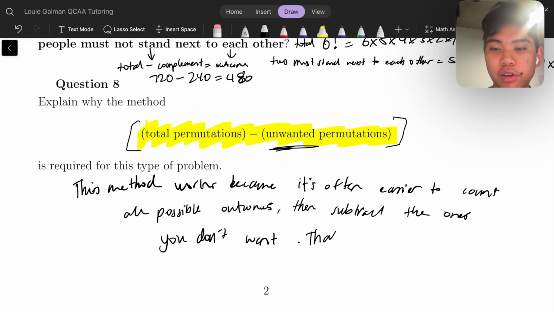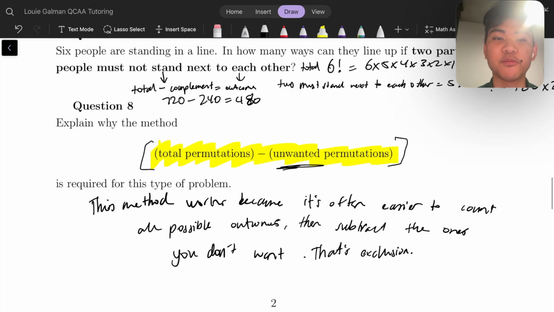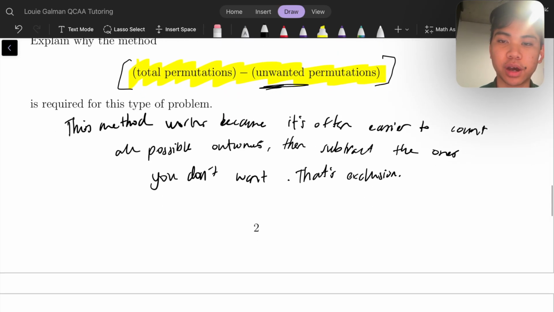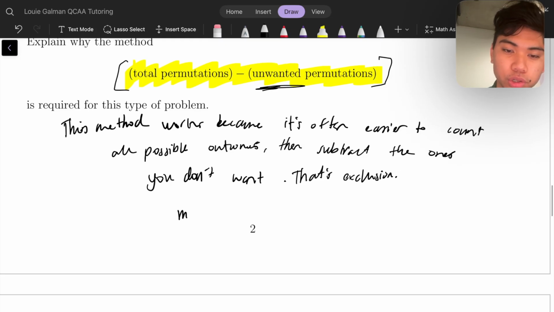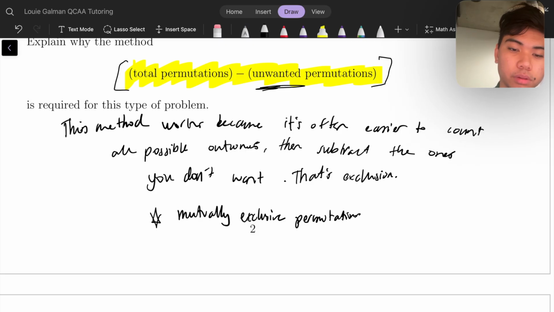Okay, especially if they're mutually exclusive. That's where you can only use it. So it's either you are next to each other or you're not next to each other. There's no other third variable or intersection for that. It's complete opposites, and so you can use that formula for this type of problem as well. So I might also mention mutually exclusive permutations. Okay, and then the star there.